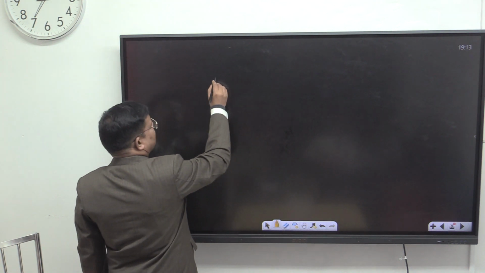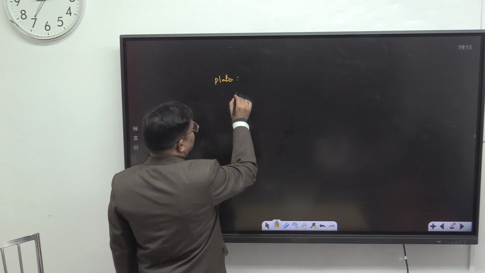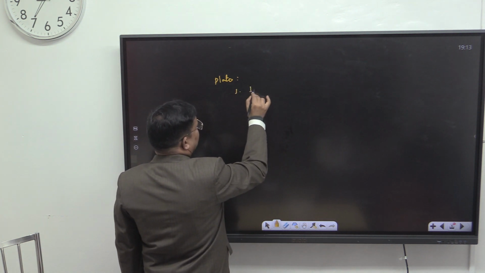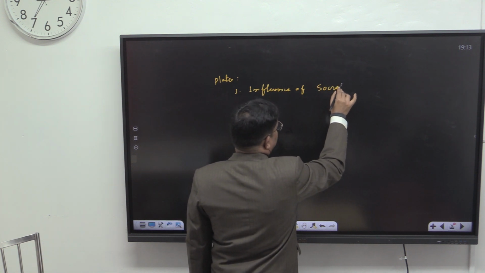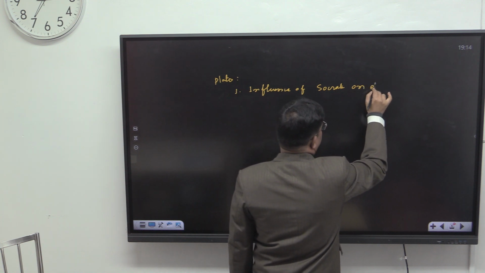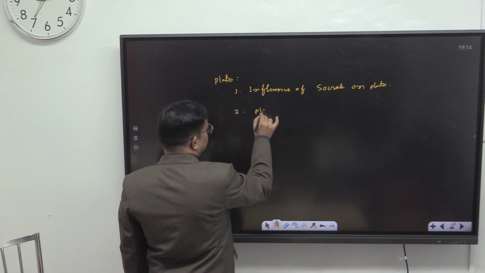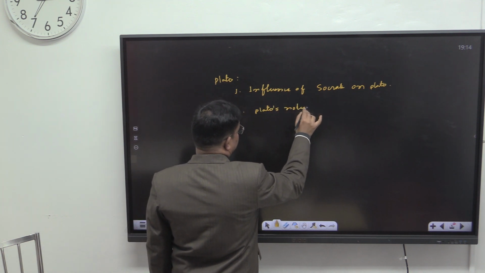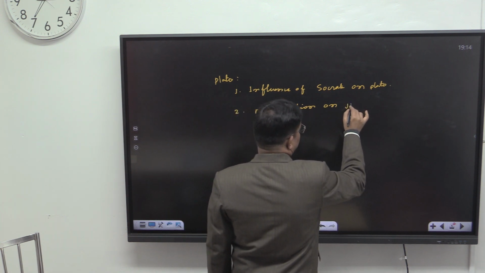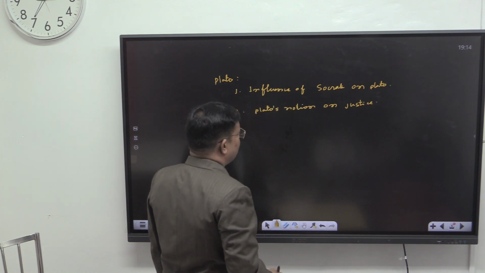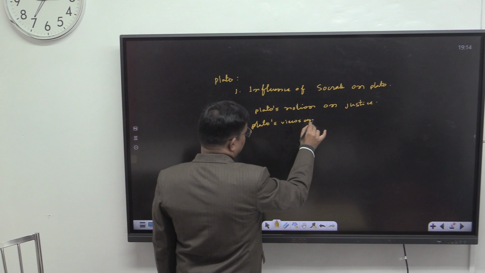Under Western political thought, first one, Plato. Under the section Plato, what will you have to study? Influence of Socrates on Plato. This is the first facet. Second one, Plato's notion on justice. Next one, Plato's views on state.